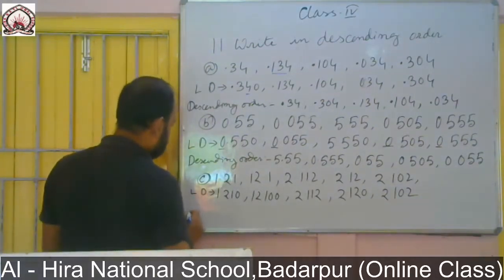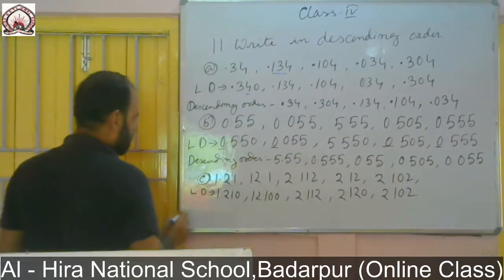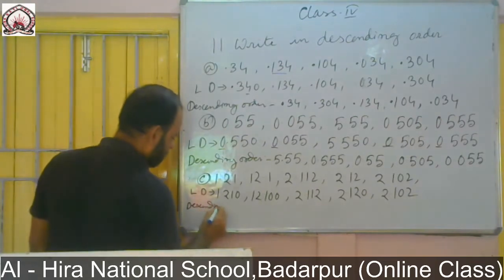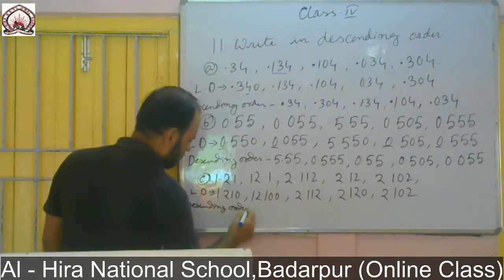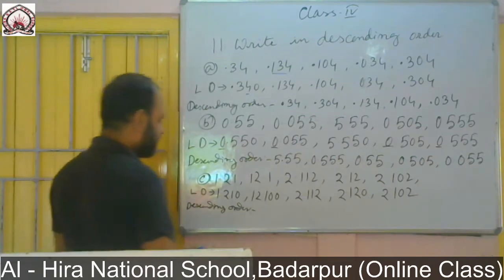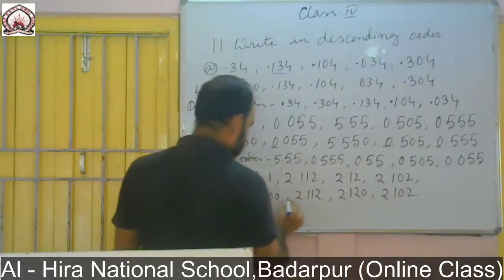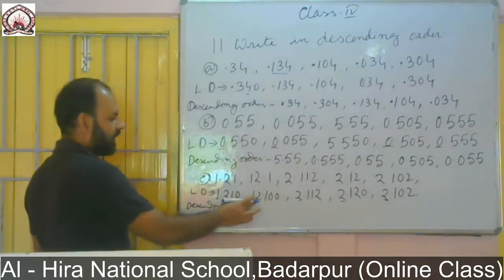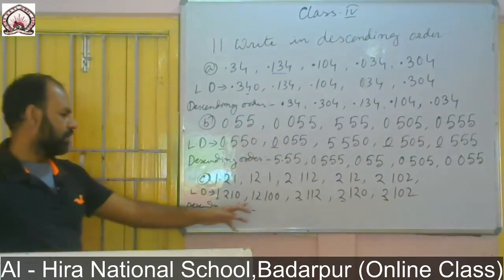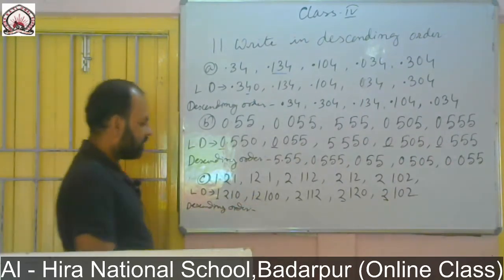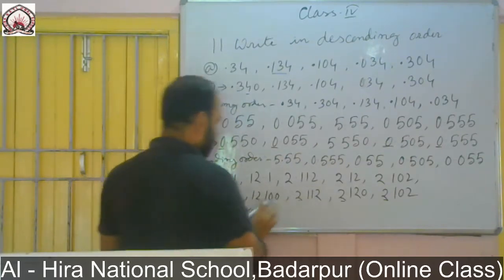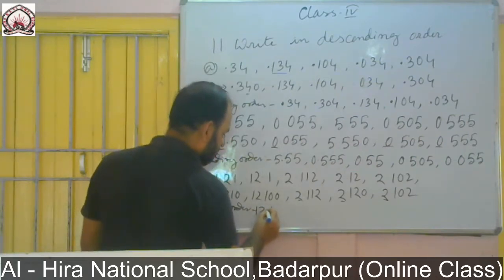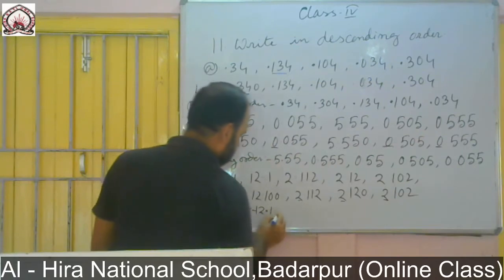Now we do descending order. First we see the integral part. The integral parts are 1, 12, 2, 2, 2. Among the integral parts, 12 is the biggest, so 12.1 is the greatest number among the decimals.